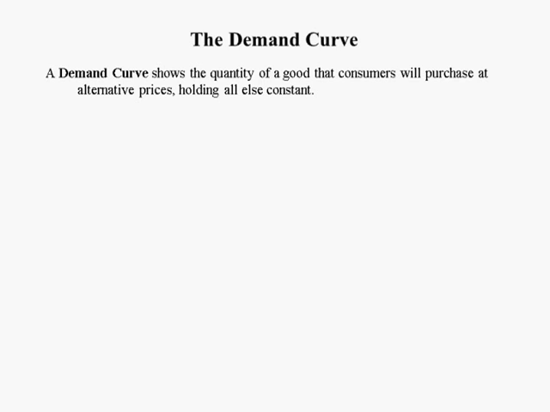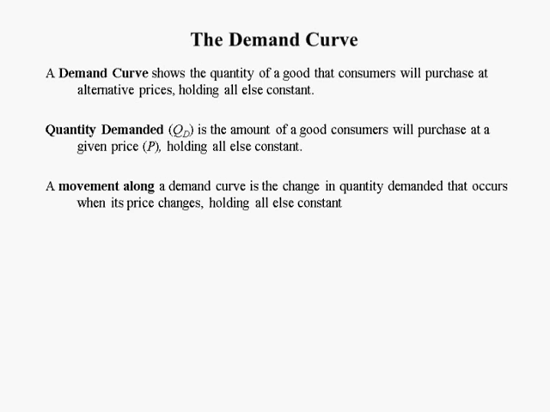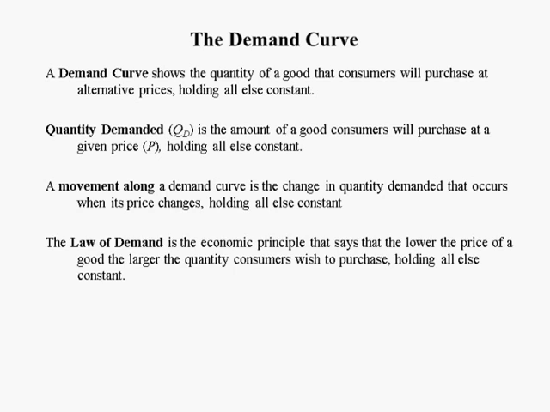Quantity demanded is the amount of a good consumers will purchase at a given price, holding all else constant. Quantity demanded corresponds to a point on a demand curve. A movement along a demand curve is a change in quantity demanded that occurs when its price changes, holding everything else constant. The law of demand is the economic principle that says the lower the price of a good, the larger the quantity consumers wish to purchase, holding everything else constant.